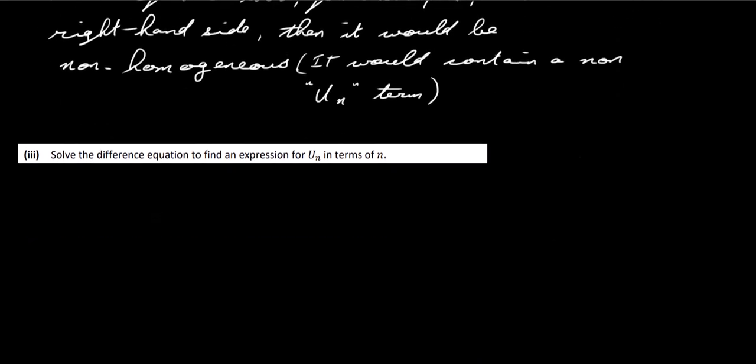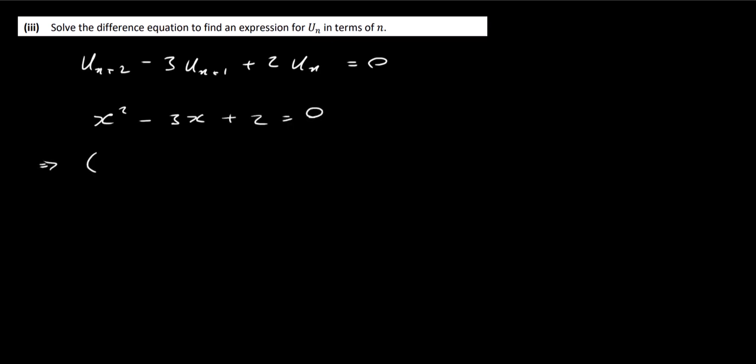The next question is: solve the difference equation to find an expression for U_n in terms of n. So our equation was U_{n+2} minus 3U_{n+1} plus 2U_n equal to 0. The first thing we're going to do is write down the characteristic equation, and this is a quadratic, so it's going to be x squared minus 3x plus 2 is equal to 0. We've just got to solve this, so x is equal to 2 or 1.